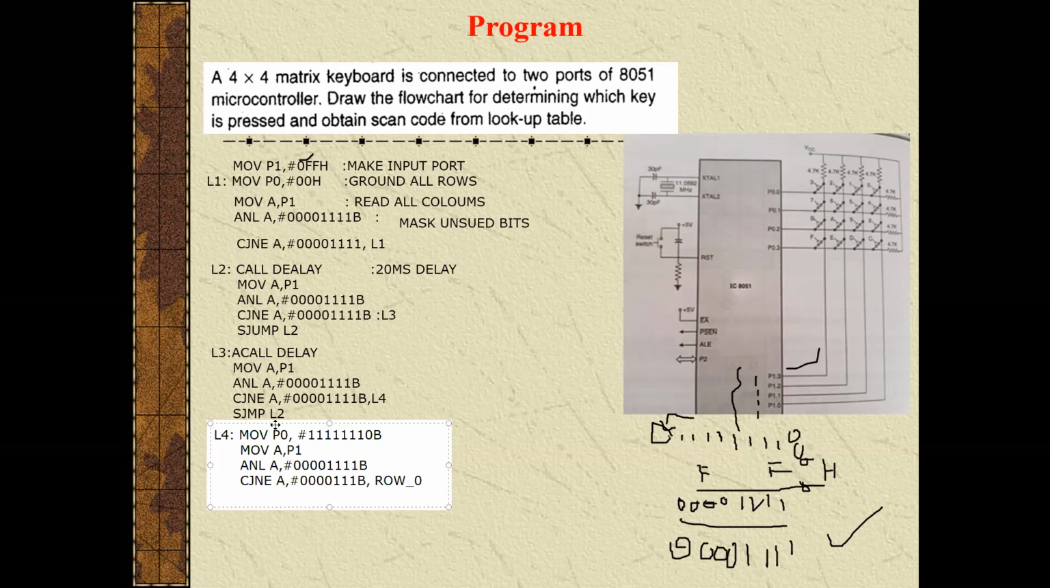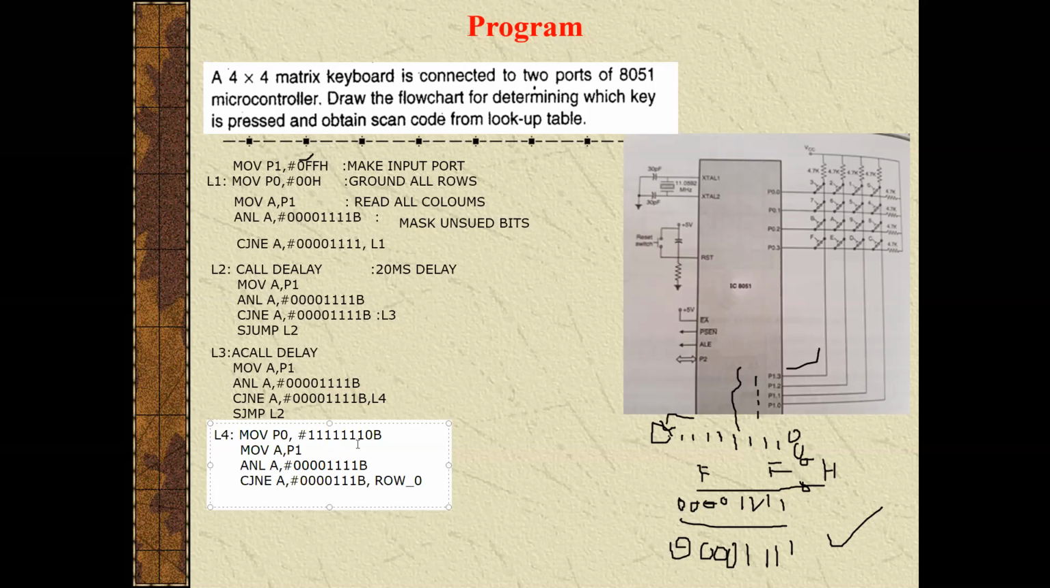So up to loop 3 completion, we have detected that some key is pressed. Now we are checking at which particular row the key is pressed. So we scan one by one, particular row by row. We are starting from row 0. Here we make row 0 low. So how can we make only row 0 low?